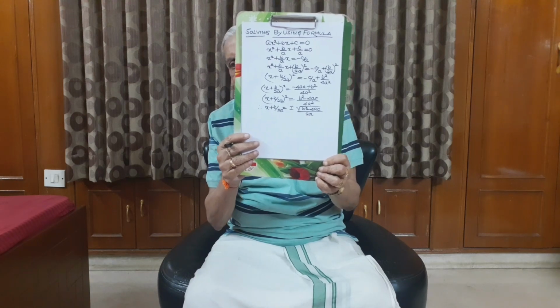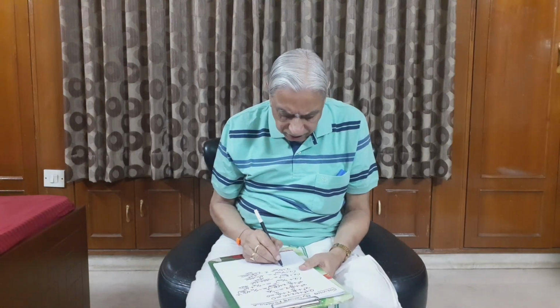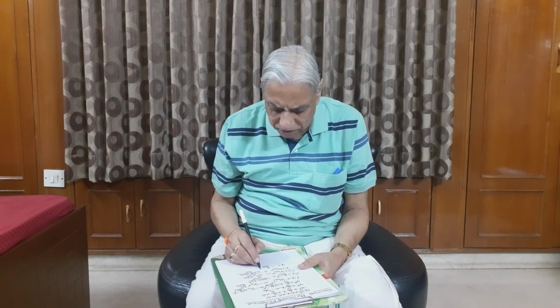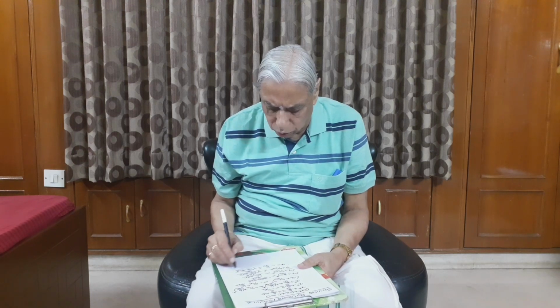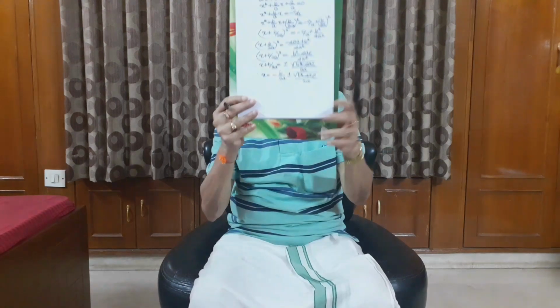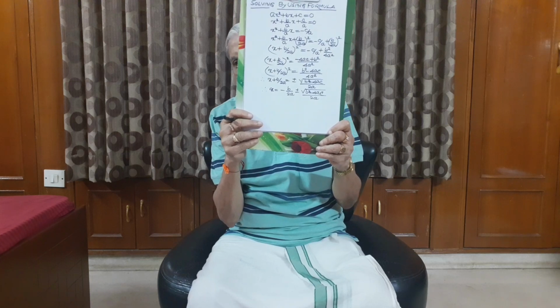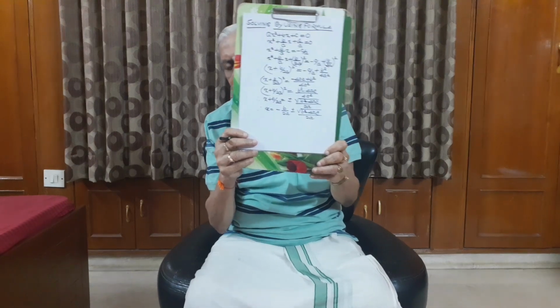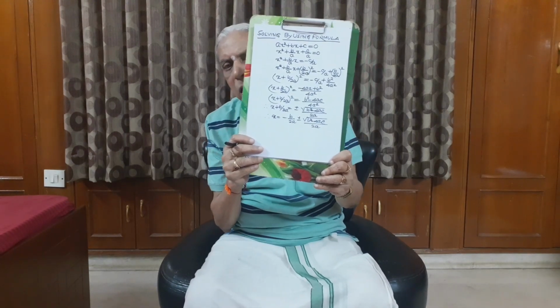You understood how 2a came? Now do the usual transfer. Therefore, x is equal to, take the right hand side, minus b by 2a, then plus or minus square root of b square minus 4ac divided by 2a. See, I have taken the right hand side: minus b by 2a plus or minus square root of b square minus 4ac divided by 2a. See, both have a common denominator. What is the common denominator? 2a. So we can write it directly.